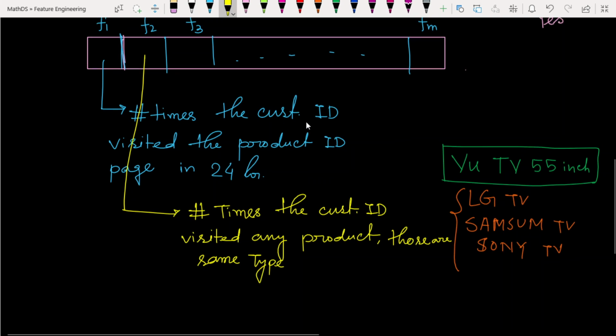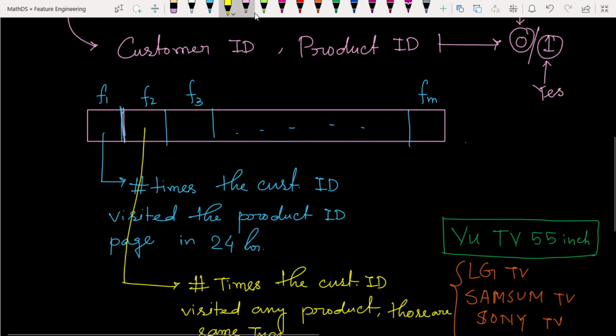There is also another piece: the price segment. In which price segment range they have mostly visited. If you try to buy some mobiles in the range of 10,000 to 15,000, I think you will not visit Apple's iPhone pages. So you will visit mobile phones in that price segment range.